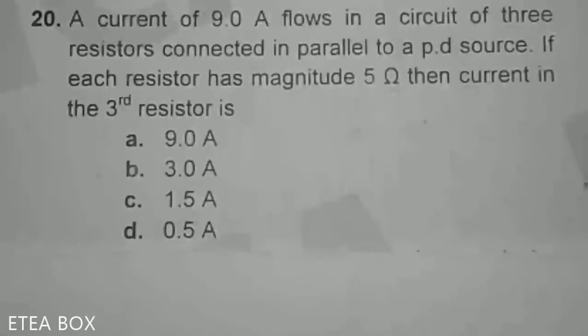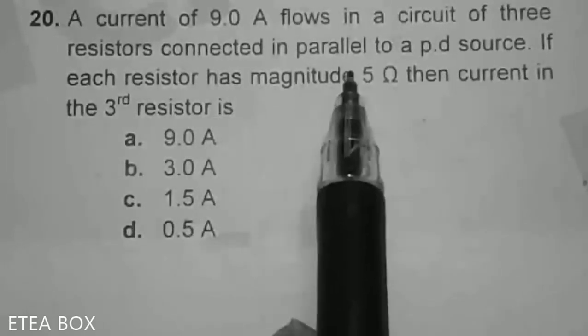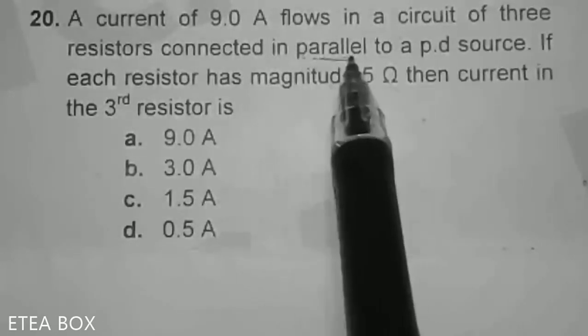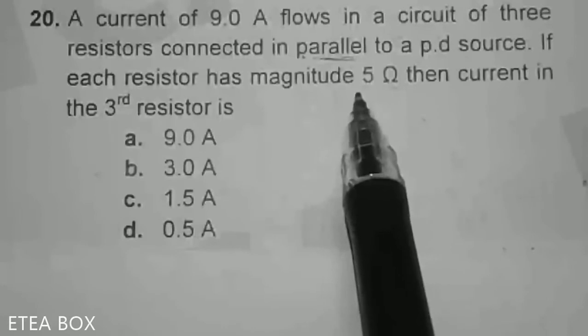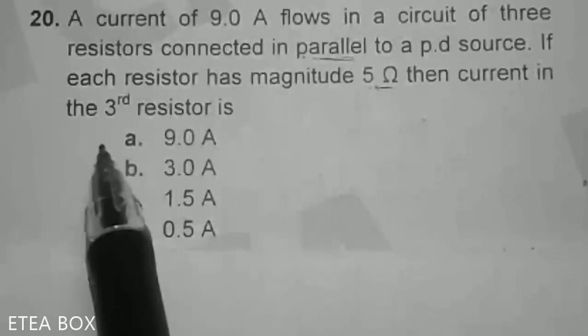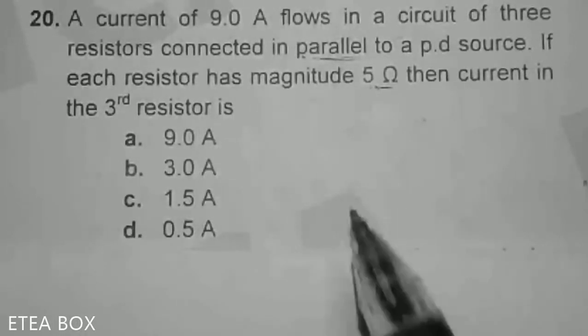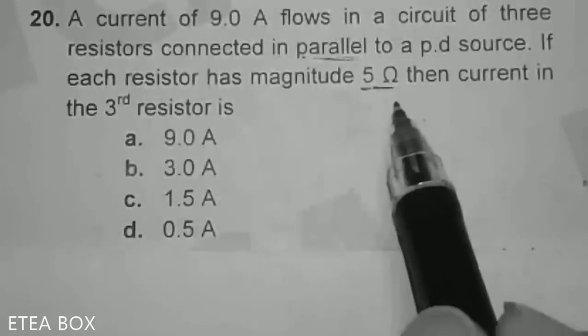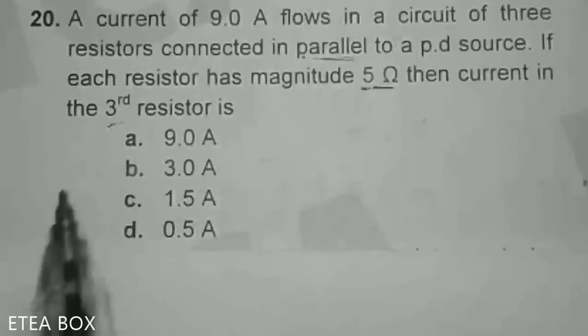A current of 9 ampere flows in a circuit of 3 resistors connected in parallel to a potential difference source. Look, the combination is parallel now. If each resistor has magnitude 5 ohm, then the current in the third resistor is? Look, the resistors have the same magnitude. Now we have to find the current in the third resistor.